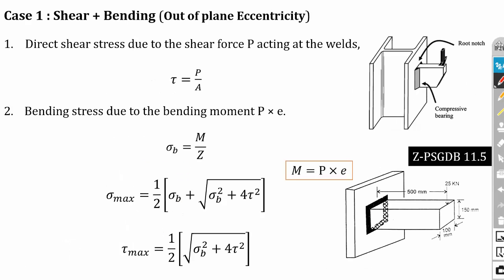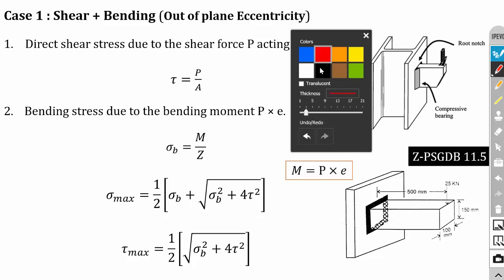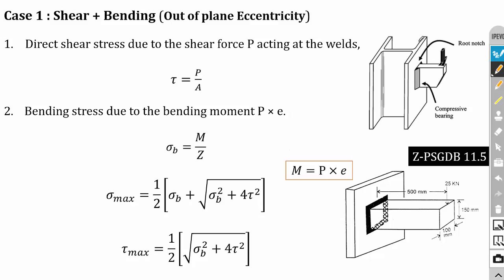So first consider out of plane eccentricity. We know that when the load is acting with some eccentricity, we have to consider two stresses: primary stress and secondary stress. In primary stress, we neglect the eccentricity and assume that the load is directly acting on the plane. There is no eccentricity, where actually the eccentricity is here. This is the E value. Imagine that the load is directly acting here.